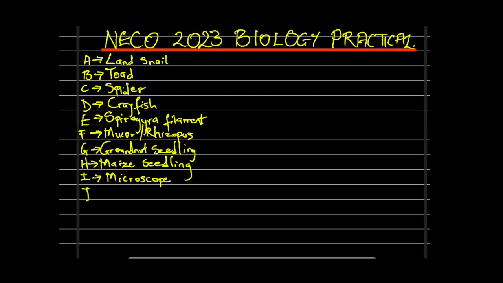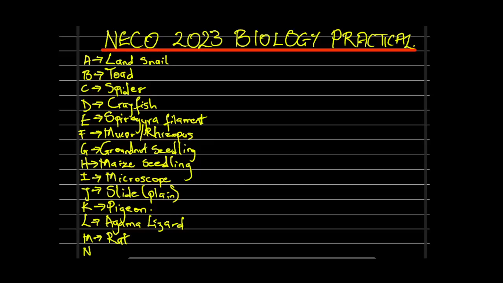Specimen J is slide, the slide that is used on the microscope. Specimen K is the pigeon. Specimen L is agama lizard. Then specimen M is rat. While specimen N, which is going to be the last specimen, is tilapia.